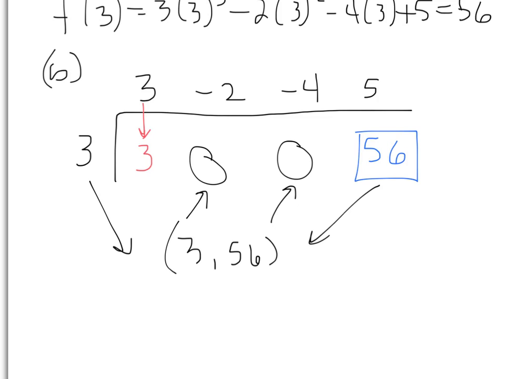Synthetic substitution, which is what we actually call this now, instead of synthetic division, because we're substituting 3 in and getting a 56 out. Part A, we'll call that direct substitution. All right? So if you didn't know that term, jot that down real quick. Part A, we're going to call that direct substitution. Part B is called synthetic substitution.